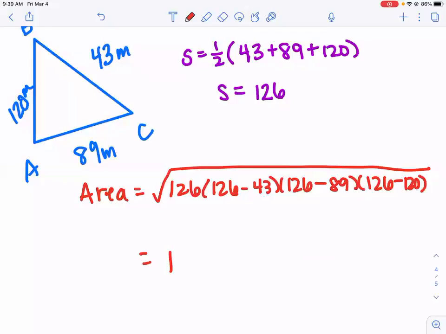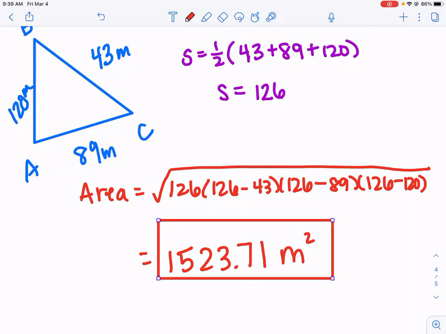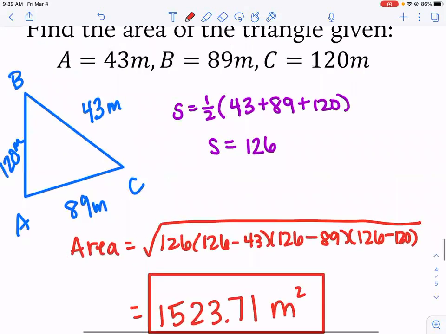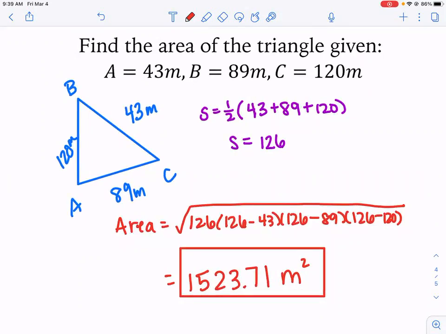What was that number? 0.7. And we would have to say square meters because we're talking about area. Why centimeters? Okay.